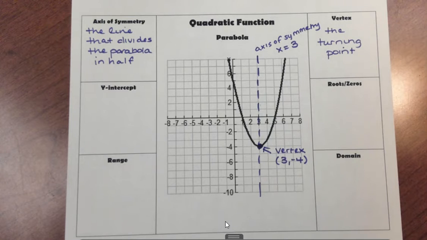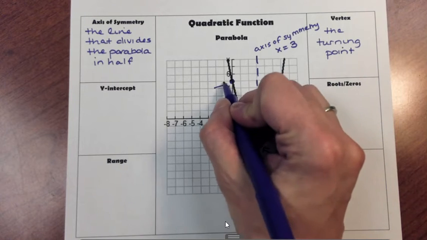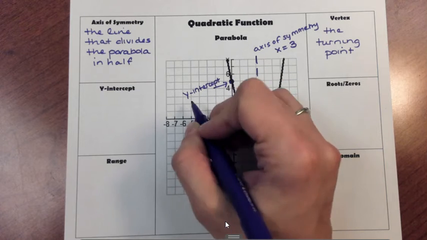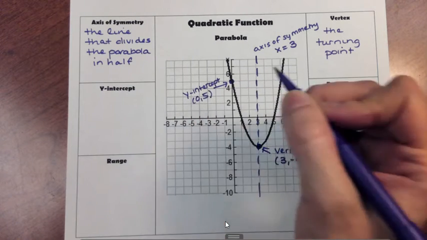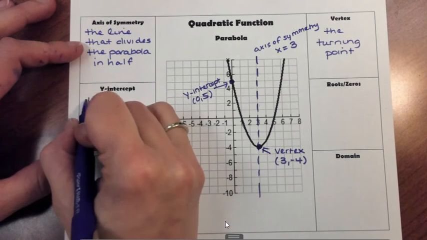The rest of the words should be pretty familiar. Our y-intercept. This particular parabola has one y-intercept. It crosses right here. Right, so it's the place where the parabola crosses the y-axis.